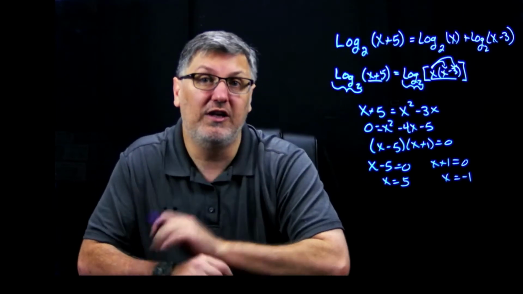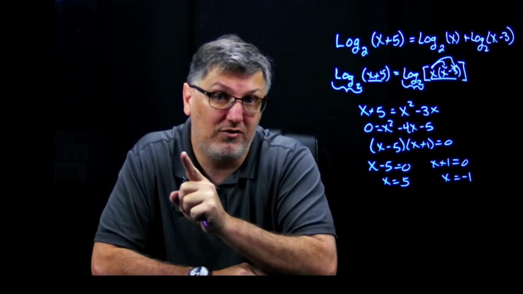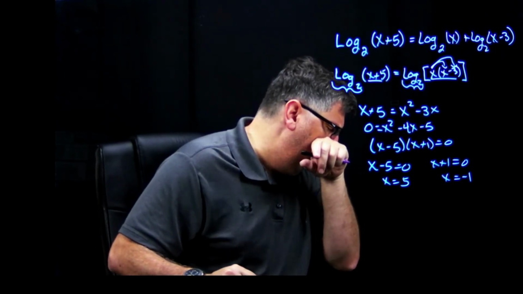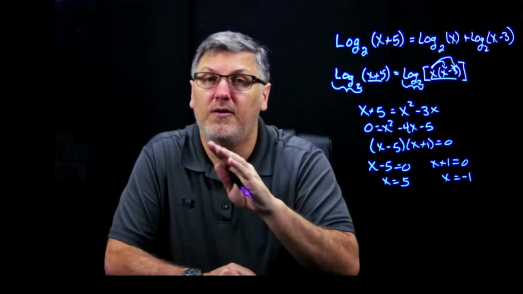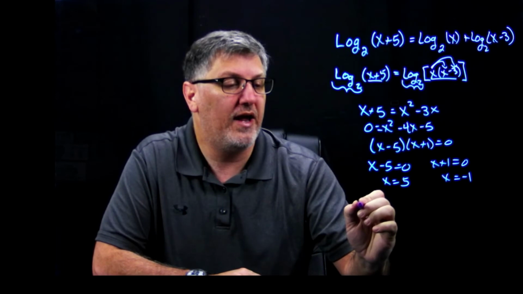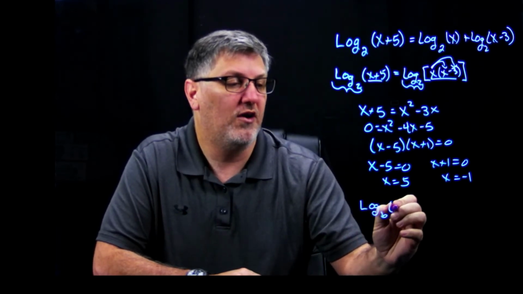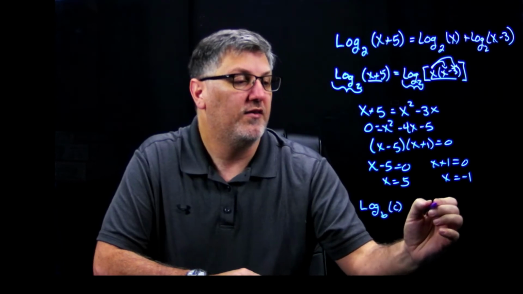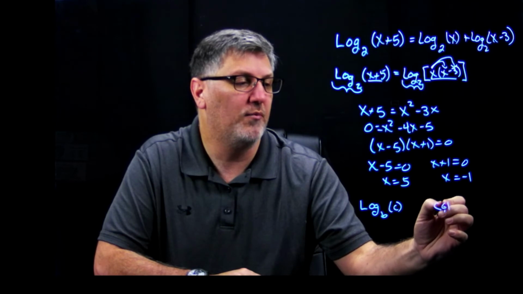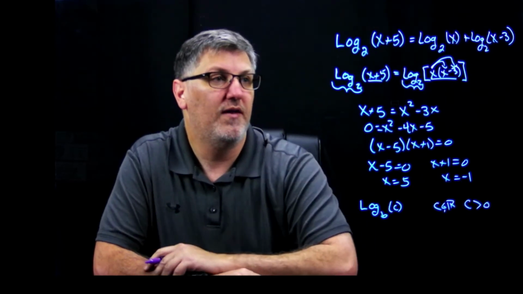And at this point you think, yay, I'm done. I've got 5 and negative 1. But not quite. The reason I say not quite is because we have to remember that if I have the log of any base of a number c, this c is going to be a real number, an element of the real numbers, but c has to be greater than 0.